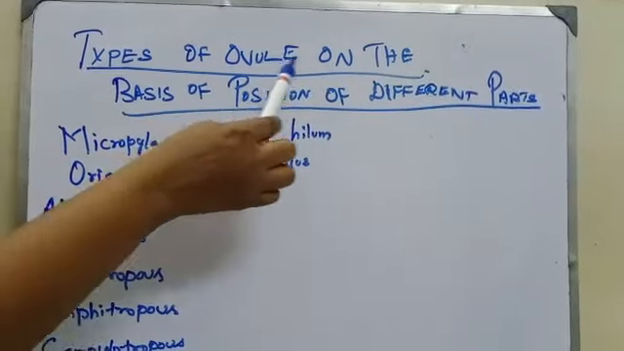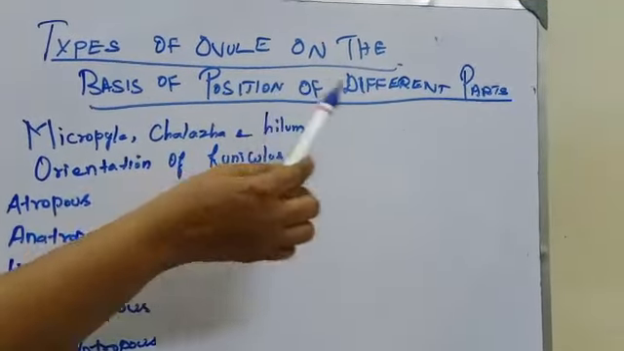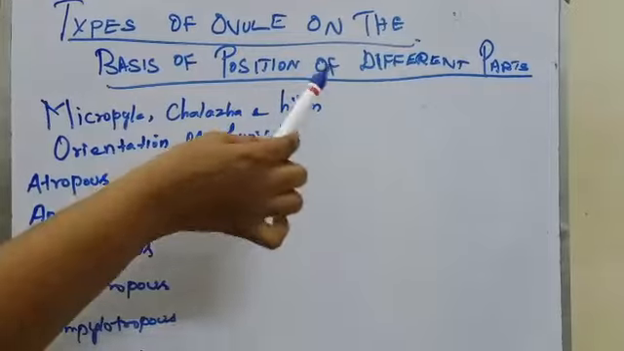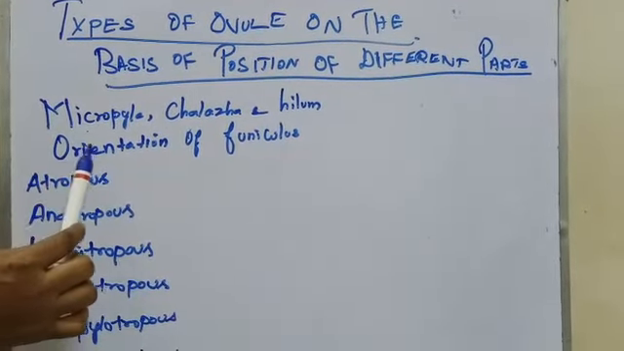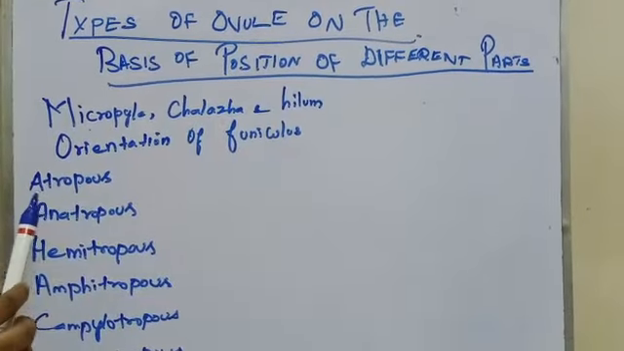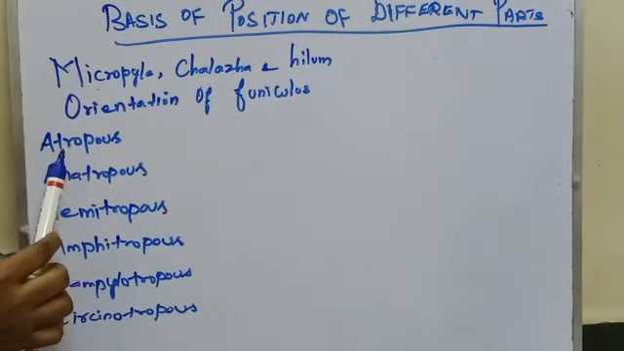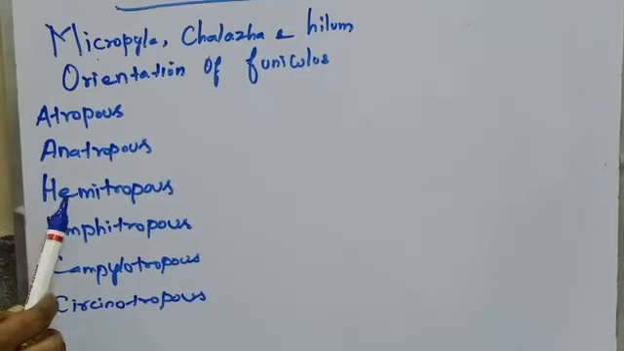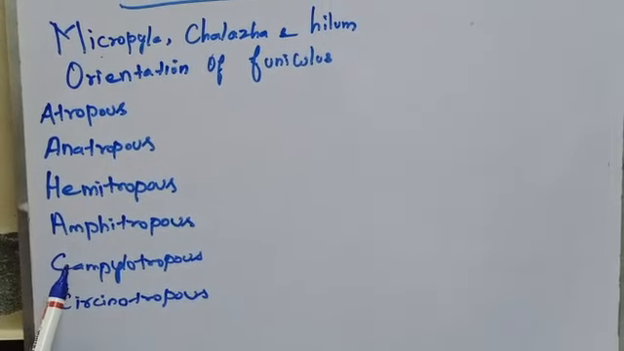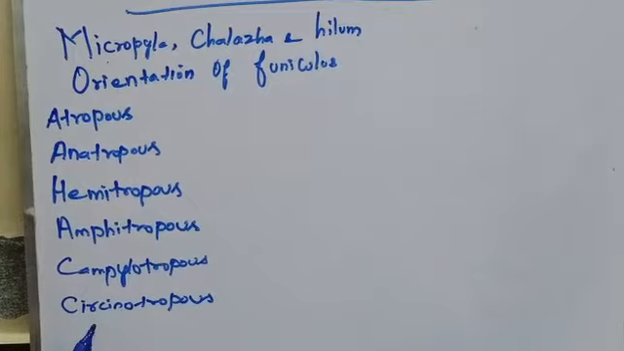Next, we will see the types of ovule on the basis of position of different parts. What are the different parts? Micropyle, chalaza, hilum, and also the orientation of funiculus. There are 6 types: orthotropous, anatropous, hemitropous, amphitropous, campylotropous, circinotropous.